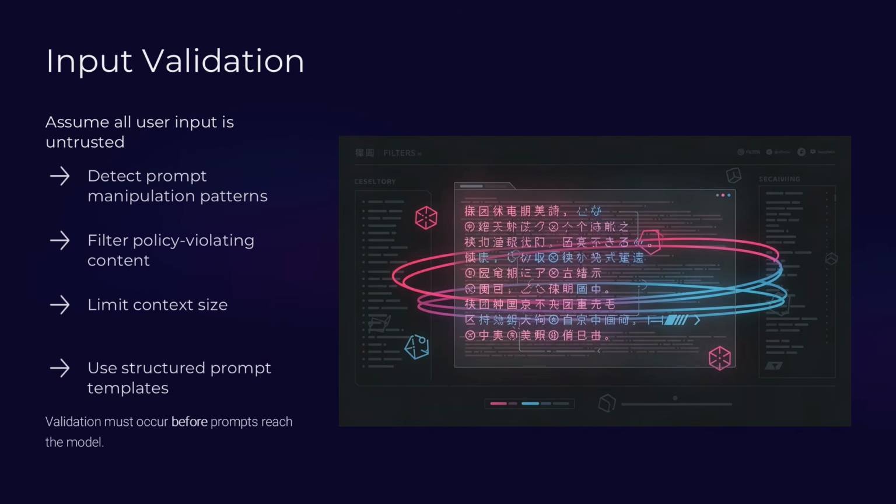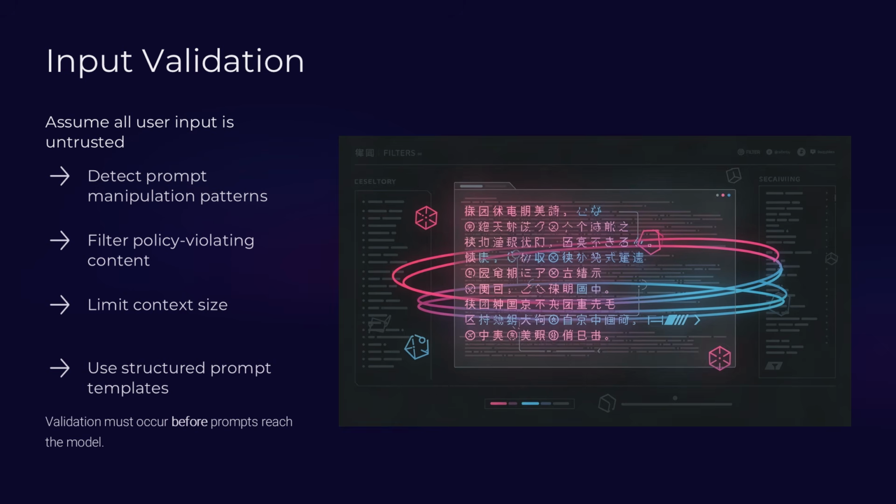Traditional applications validate input to prevent injection attacks. Generative artificial intelligence systems must validate input for a different reason. Natural language input may contain embedded instructions designed to override system directives. You must assume that user input is untrusted. Input validation in this context includes detecting patterns associated with prompt manipulation, identifying attempts to override system instructions, filtering content that violates enterprise policy, and limiting context size to prevent overloading the reasoning process.